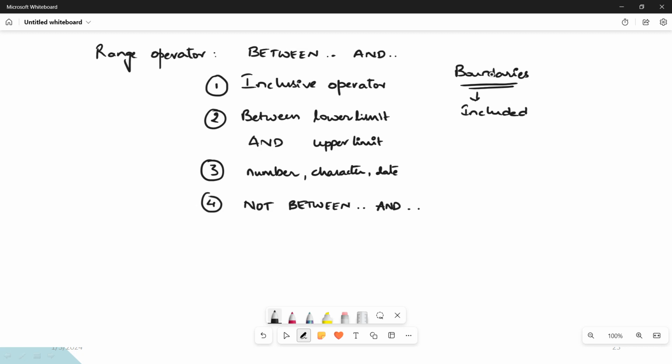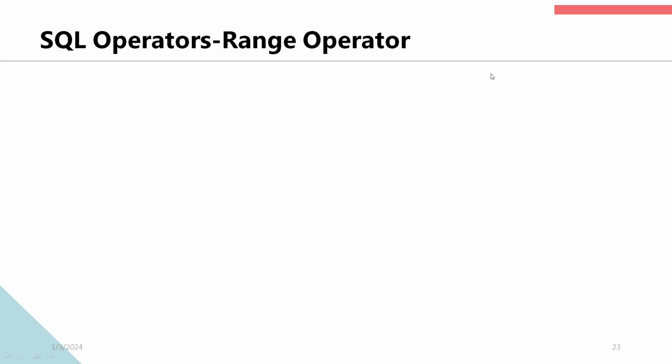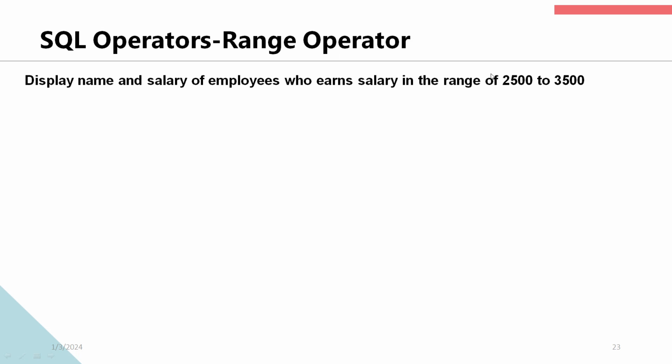It is called the range operator for the reason that it is always verifying a range of values. So for that reason, we call the between and operator the range operator. We will now see an example to understand how to work with this range operator. Here is the first question for us. We want to display the name and salary of employees who earn a salary in the range of 2500 to 3500.